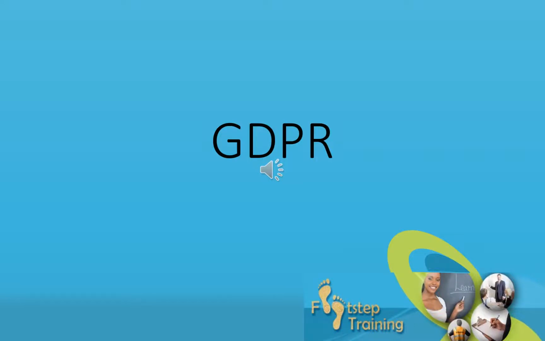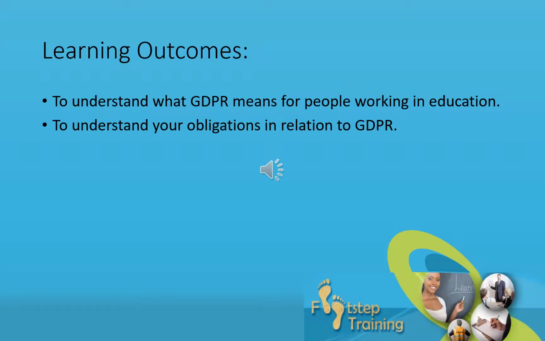This is a tutorial for personnel working in education about GDPR. The learning outcomes for this tutorial are twofold: to understand what GDPR means for people working in education, and to understand your obligations in relation to GDPR. Bear these in mind as you listen, and we will revisit them at the end to see how your knowledge has improved.